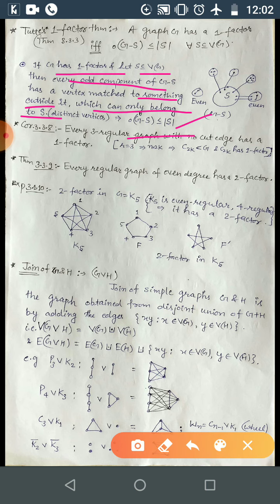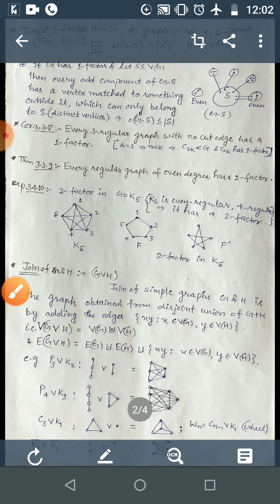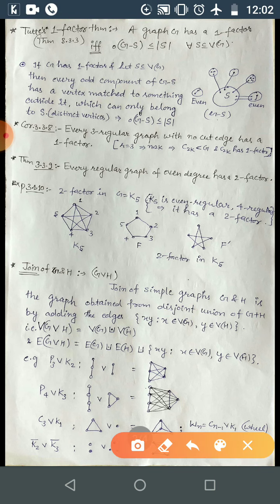And the reverse condition is also true. So what we have done here: a graph G has a one factor if and only if the number of odd components of G minus S, after removing the vertices of S from G, is less than or equal to the cardinality of S, and this should hold for every subset of vertices. So here you can have some corollary.